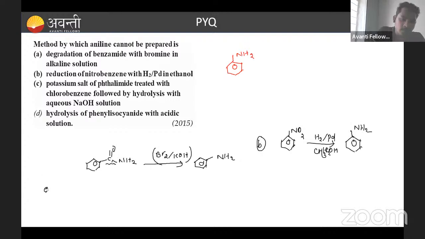What will happen in the third one? Potassium salt of phthalimide treated with chlorobenzene, followed by hydrolysis with aqueous solution. Okay, so let me write this one. The question is, we are taking the potassium salt of phthalimide. So we are taking it like this, CO.